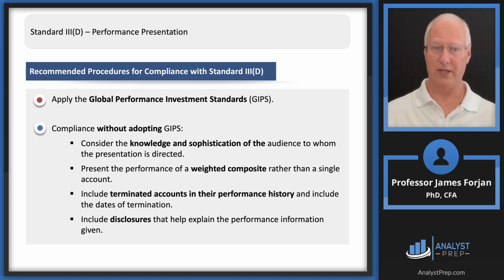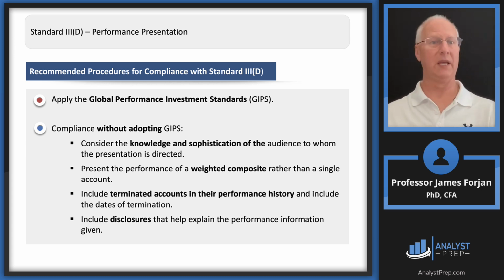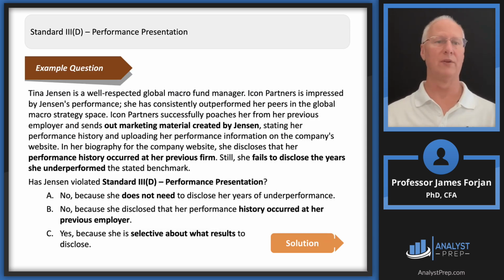All right, so apply GIPS. What you can do is you can comply without adopting GIPS, but what you need to do is consider the knowledge and sophistication of the audience. You need to put together weighted composites. You need to worry about terminated accounts. And then, of course, the Institute wants us to monitor and disclose. We hear about that all the time. All right, let's end this with another good question.